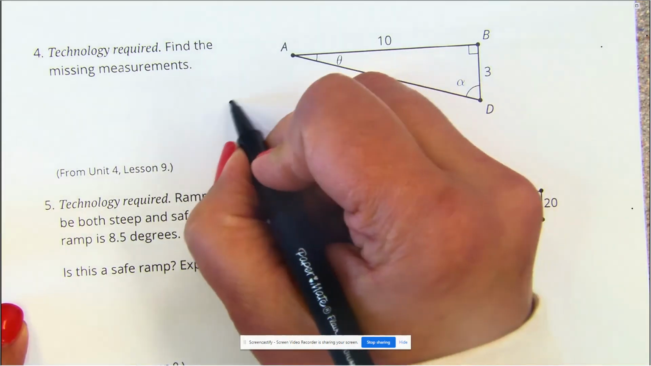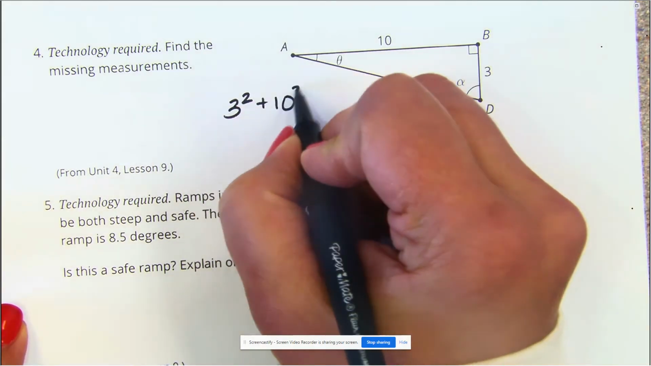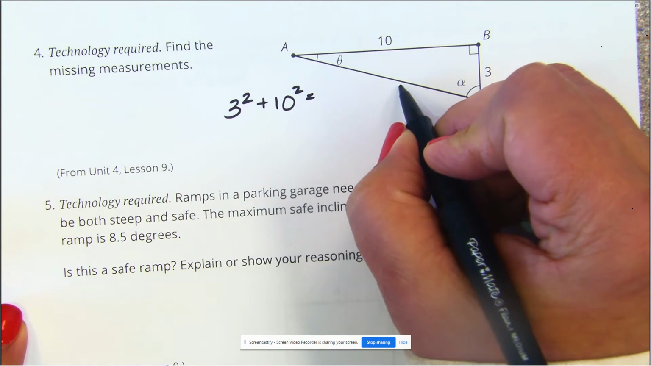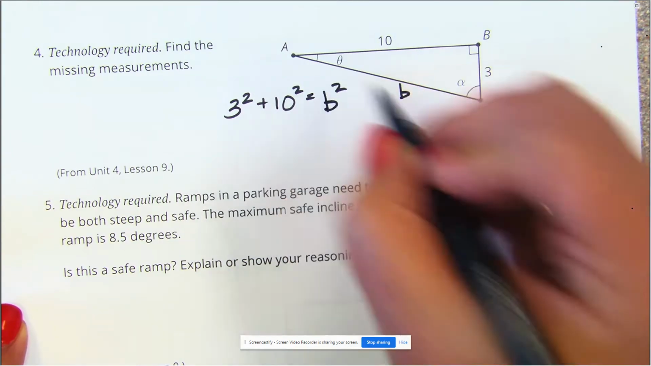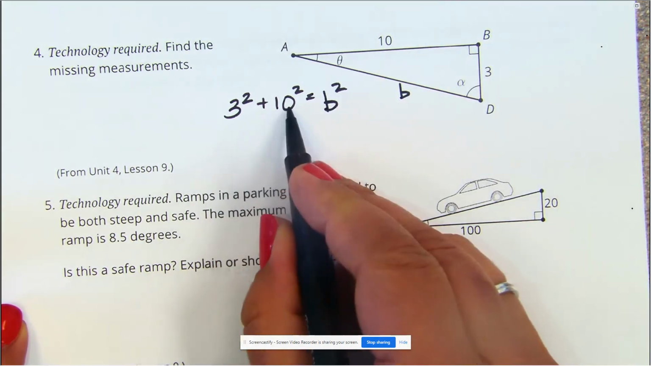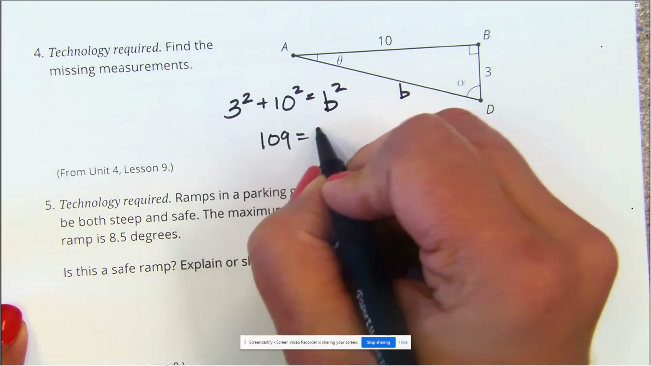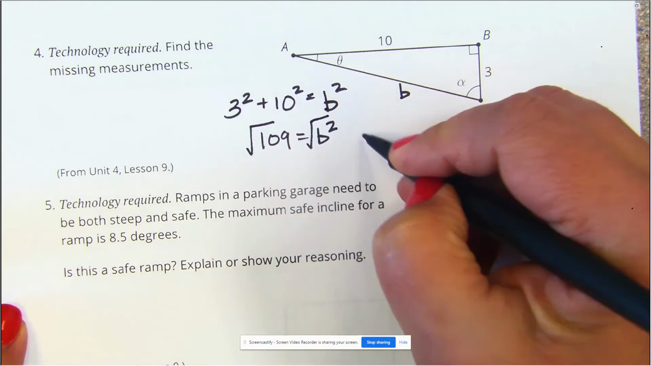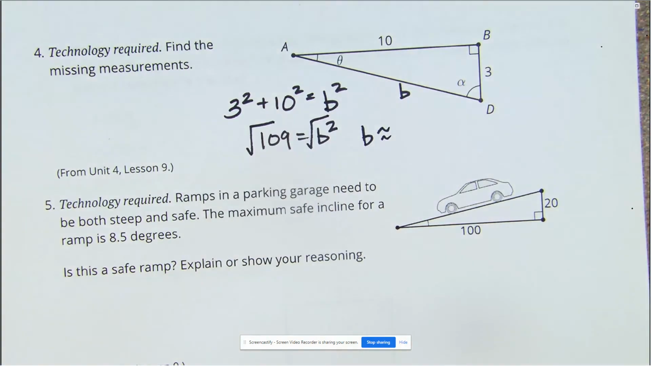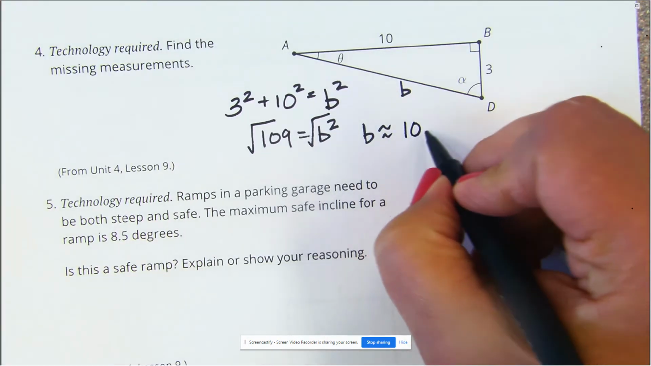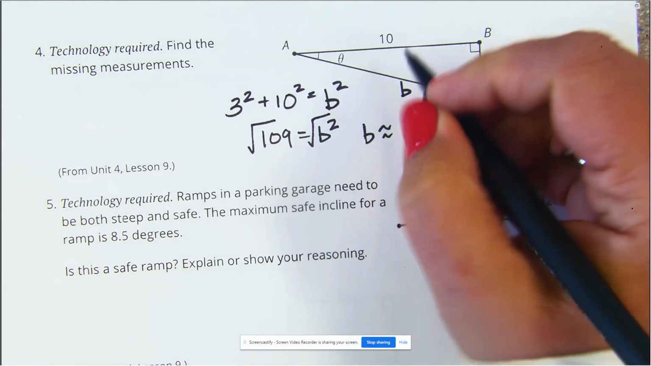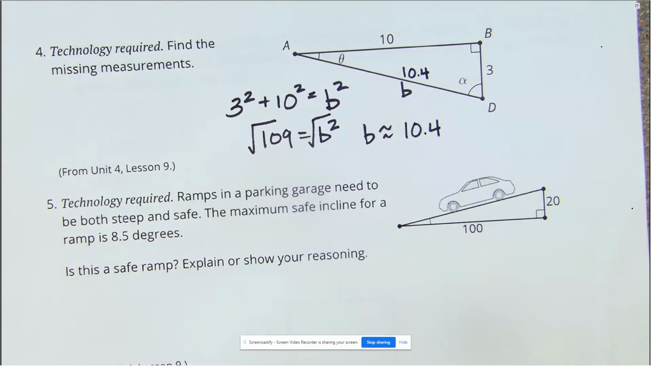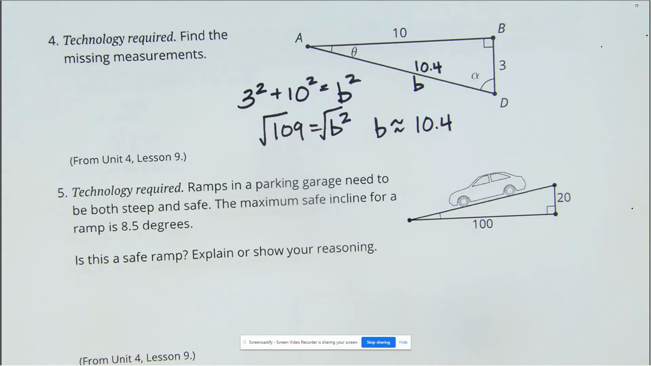So I'm going to do 3 squared plus 10 squared equals, I'm going to call this little b, b squared. So that's 9 and 100. So 109 is b squared. I want to know what b is, not b squared. So that's going to be roughly, use my calculator, the square root of 109, about 10.4. So right here, this is 10.4. And it should be the longest side, right? Now I need to find the angles.